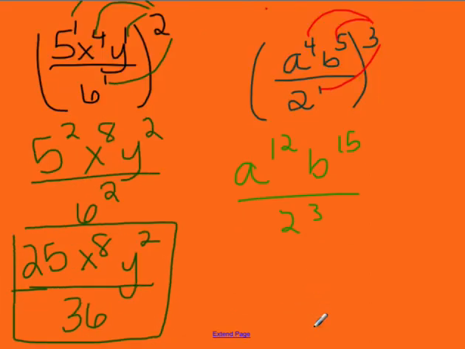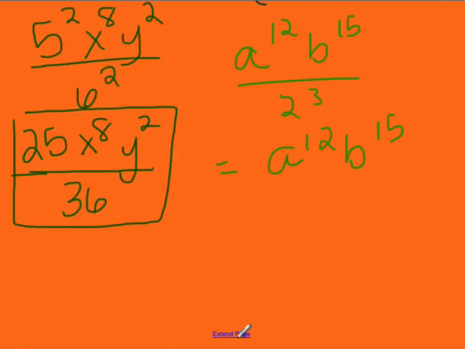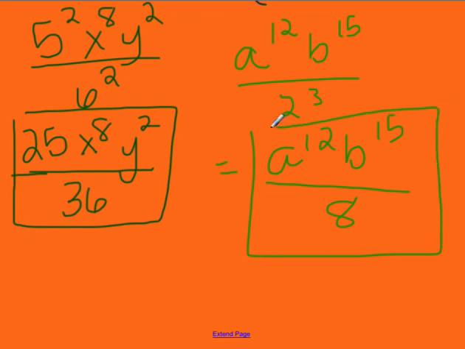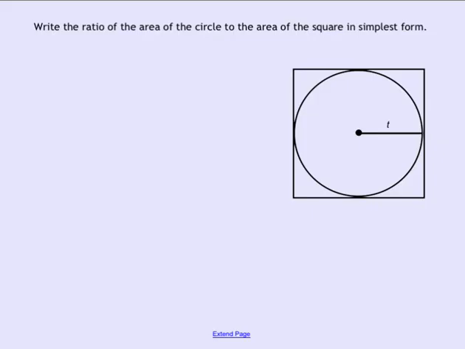So let's go ahead and simplify that out a little bit more. So a to the 12th can't be simplified, b to the 15th can't be simplified. However, we can take 2 to the third, which is 2 times 2 times 2, and that's going to be 8. So this answer right here is your simplified answer for number 10. Last but not least, let's take a look at this one.